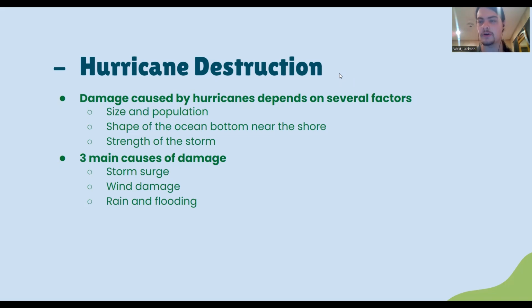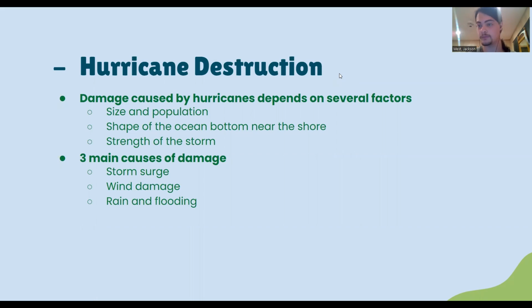Another is the shape of the ocean bottom near where the hurricane lands as well. That can also affect the damage a hurricane deals. And lastly, and probably most importantly, is the strength of the hurricane. This strength is usually given a number somewhere between 1 and 5, and you've often heard it referred to as the hurricane's category. Now, there are three main causes of the damage dealt by a hurricane.